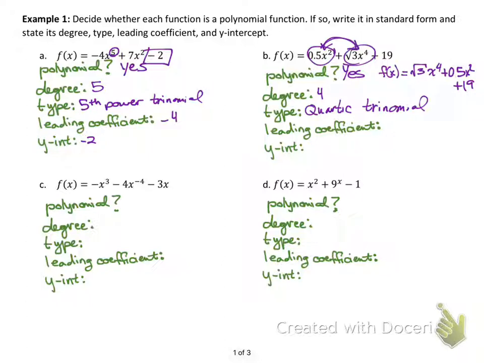The leading coefficient is the square root of 3, right? Because that's what's on the fourth power. I rearranged it so that it would be the leading coefficient, but that's always the leading coefficient because you always have to look in standard form. And then the y-intercept is the number that's left over, so that'd be 19.